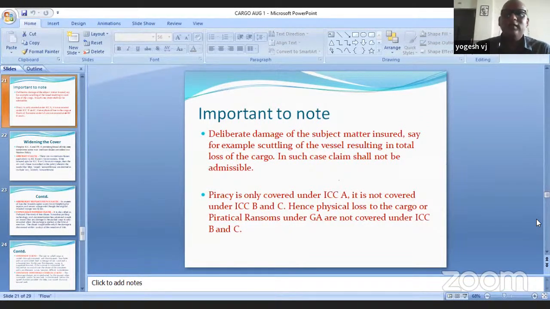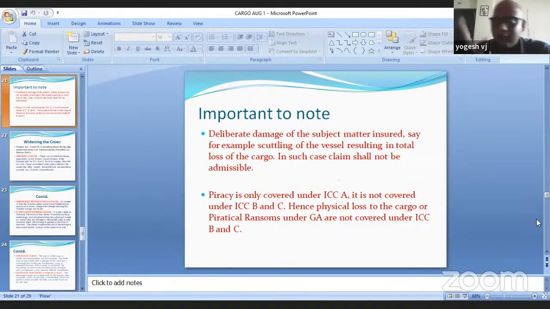There is one more thing that is very difficult to prove, that your cargo was lost on high seas. It is very difficult to trace a cargo once it is stolen on high seas, because it is sold at the nearest port, whether it is in sound condition or unsound condition. This doesn't matter. You cannot track your cargo once it is lost. Piracy is only covered in ICCA. It is not covered under ICC B and C.